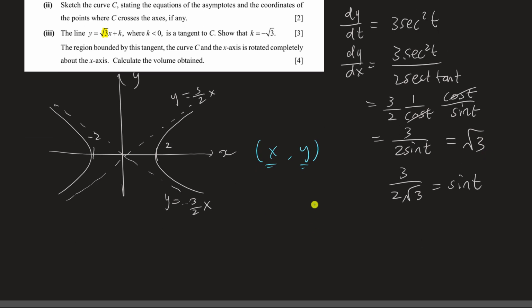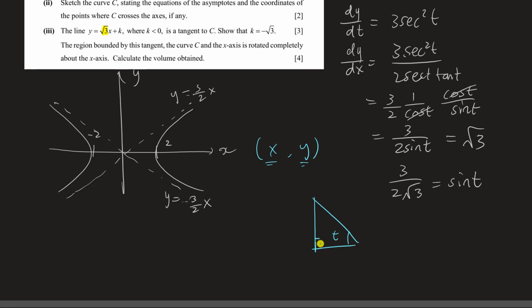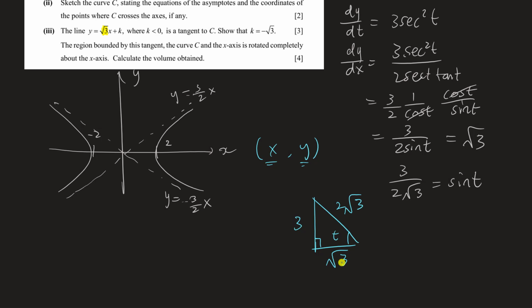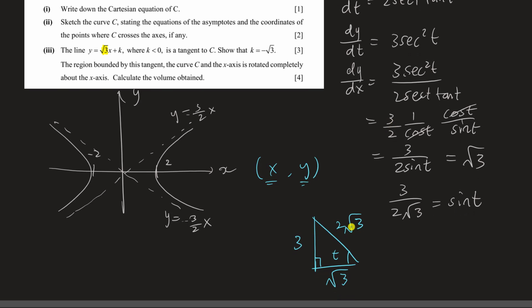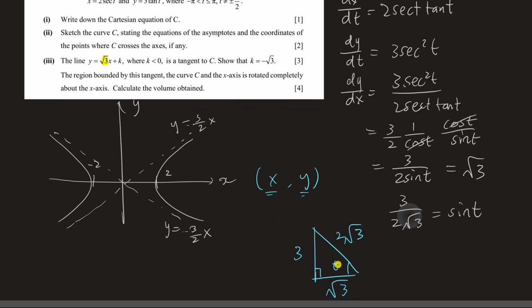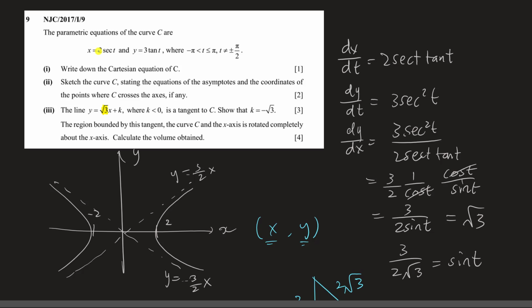What do we do? We draw the triangle. If this is t, sine is opposite over hypotenuse, 2 root 3 over 3. Doing Pythagoras theorem, this should give you root 3 here. Then x would be 2 secant t. Secant t would be hypotenuse over adjacent, 2 root 3 over root 3, and then you times 2. That would give you 4.